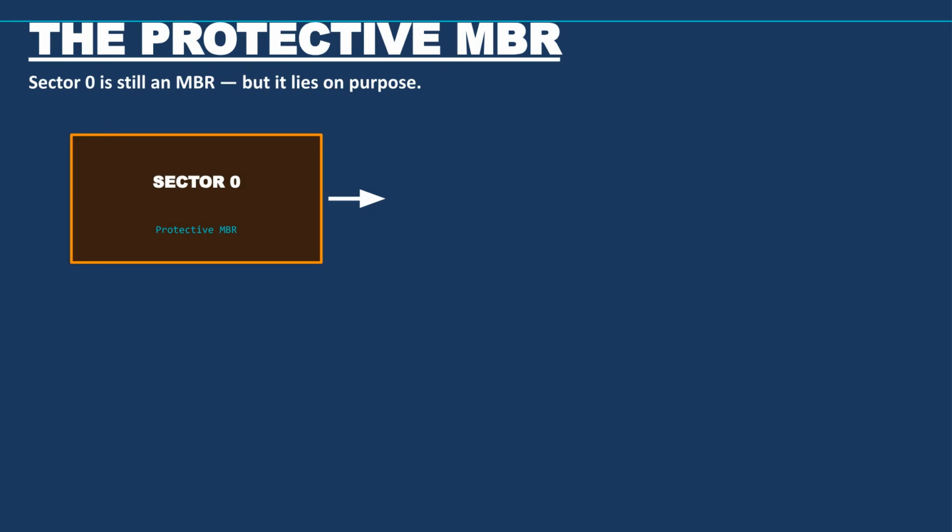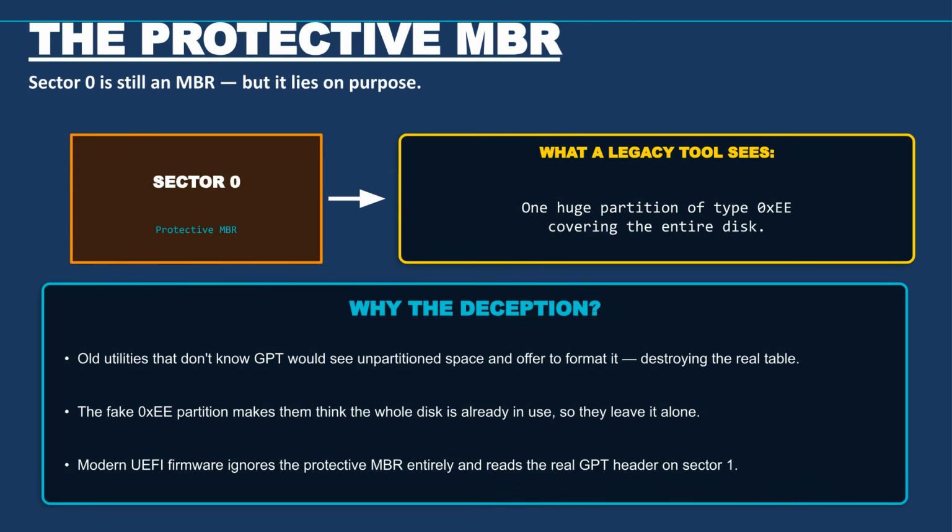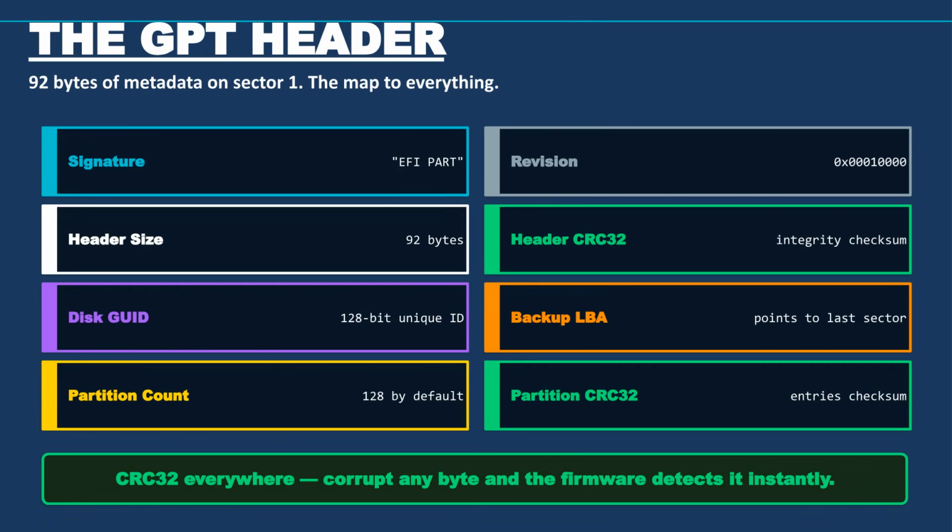Sector 0 still holds an MBR, but it's deliberately misleading. This protective MBR presents itself as one huge hexadecimal EE partition covering the entire disk. This deception prevents old MBR-aware tools from seeing unpartitioned space and accidentally destroying the true GPT. The GPT header, located on Sector 1, acts as the map to everything. It is 92 bytes of critical metadata.